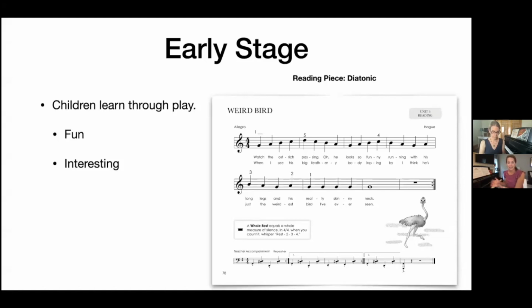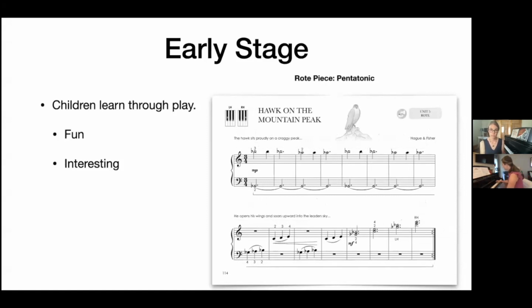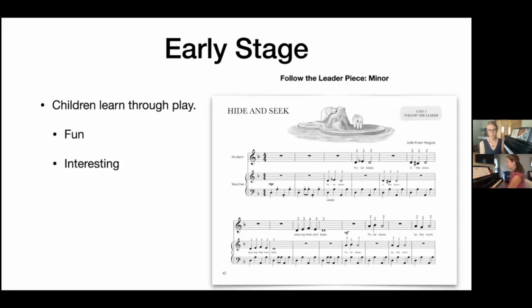in addition to a piece like Weird Bird, students can also play pieces that sound pentatonic, like the rote piece Hawk on the Mountain Peak. Students also play minor pieces, such as this Follow the Leader piece, Hide and Seek from Piano Safari Friends. They may also learn other pieces such as improvisations with bluesy or modal sounds.